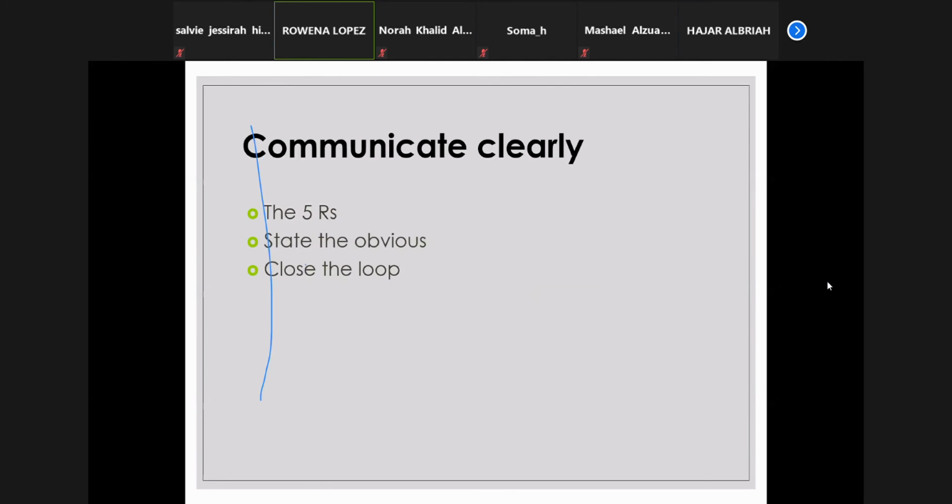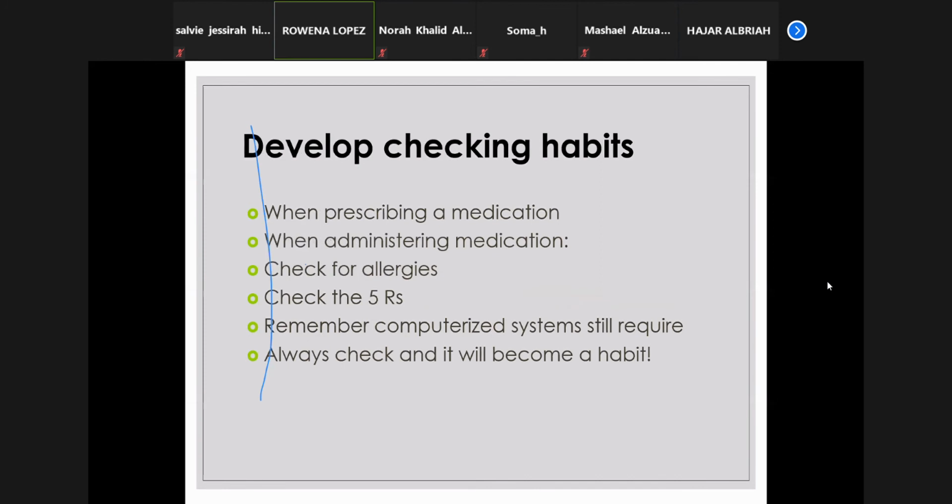And communicate clearly. State the obvious, close the loop. How will you close the loop? If you are asked, did you give 5 units of regular insulin? So you also have to say, I gave the 5 units of insulin sub-Q, and so on, okay? Close the loop. Develop checking habits.